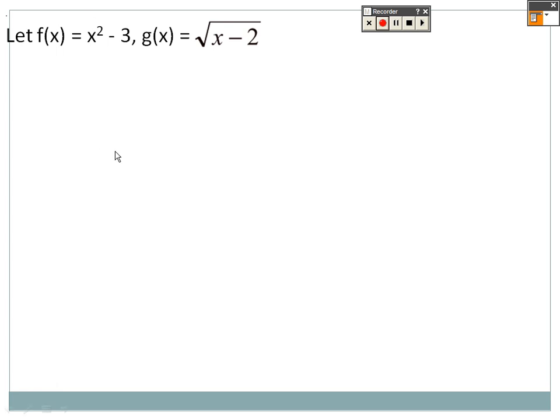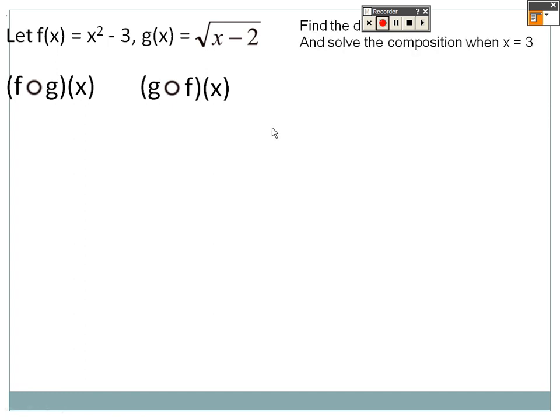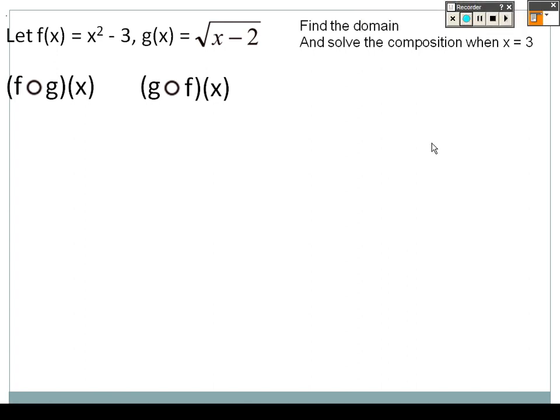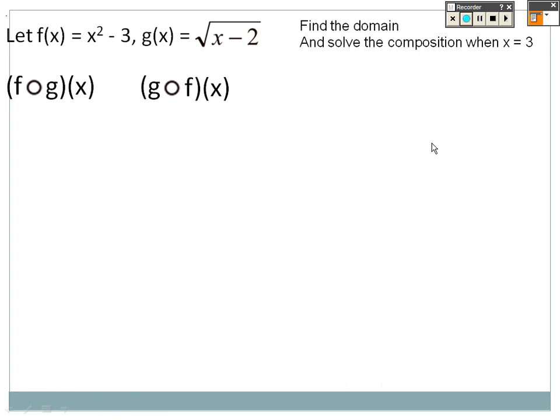We have f of x and g of x, and we want to find f of g of x by resubstituting them in. So it says over here, let me just move that. Also do that and find the domain and solve the composition when x equals 3.